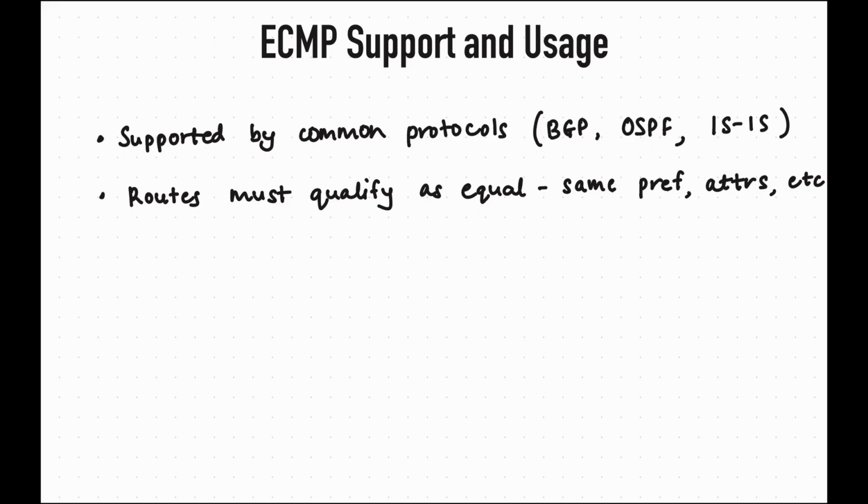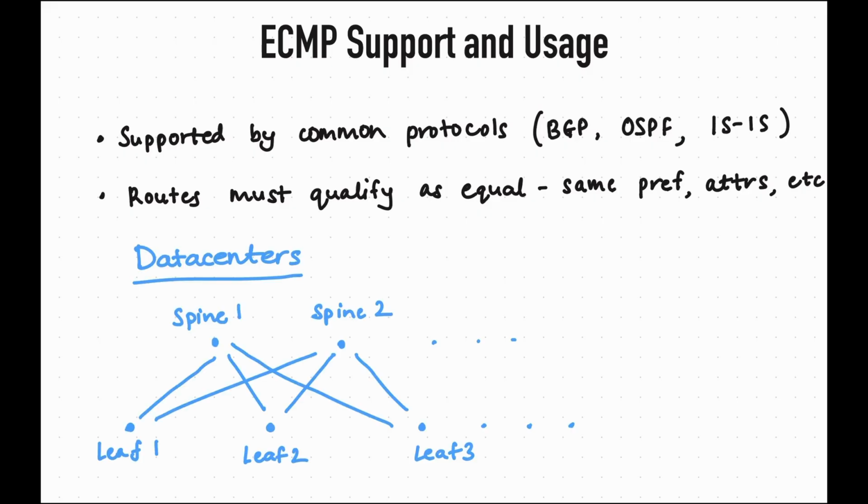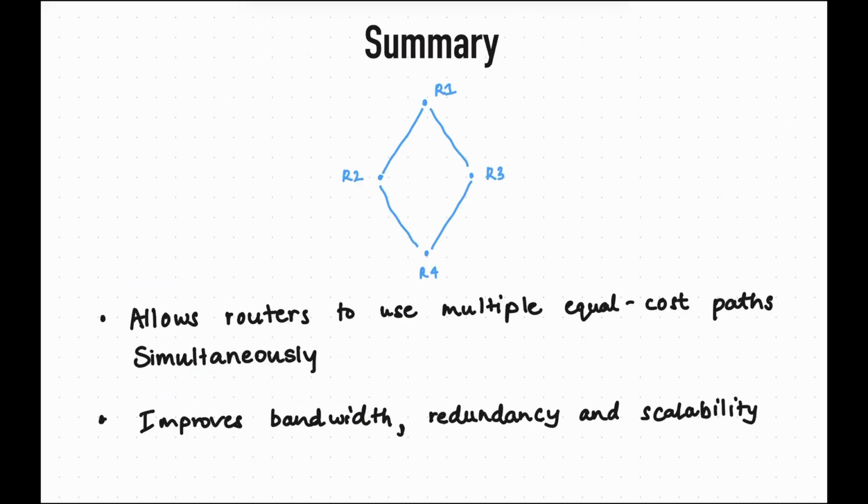ECMP is also heavily used in modern data center architectures, especially the leaf spine topologies. In this design, every leaf switch connects to multiple spine switches using equal cost links. This creates many equal cost paths between devices. ECMP allows traffic to utilize all these paths, enabling massive scalability and high performance. This is how cloud providers like AWS, Google, or Azure scale their infrastructure.